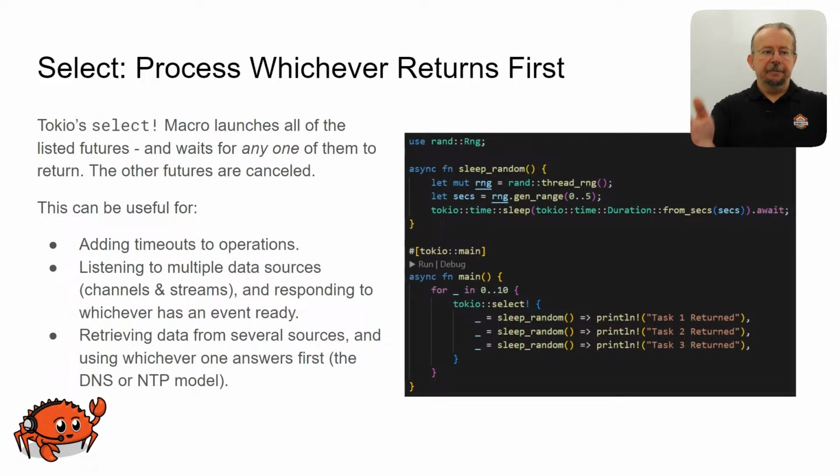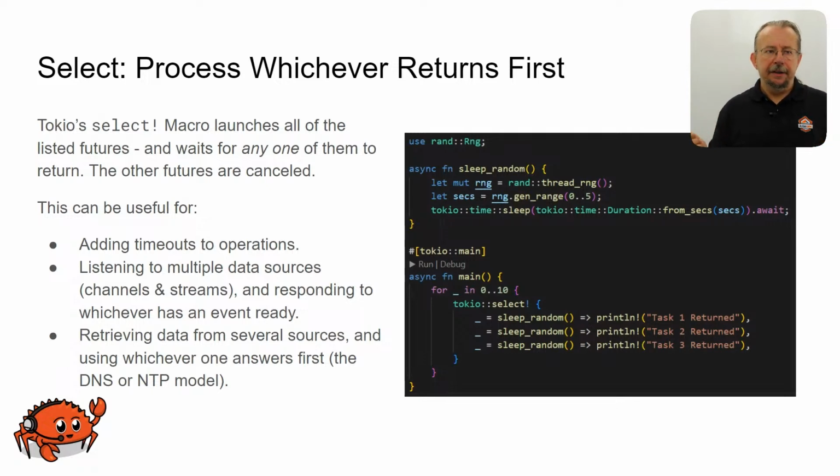Tokio will run them all in the background. We're using Tokio's sleep rather than system thread sleep to avoid blocking. We'll be covering that briefly. But this is perfect if, for example, you have multiple channels of data coming in, we'll be talking about that, and you want to make sure that you answer whichever one gives you some data first.